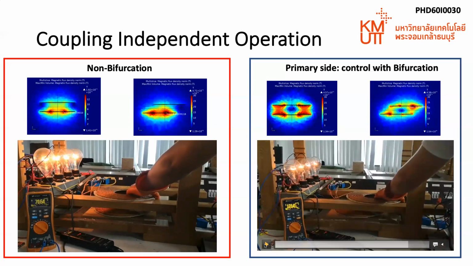This is because the leakage flux is minimized. You can see the result in the finite element simulations. There is some leakage with the non-bifurcated operation, but with the proposed method, the leakage is minimized.